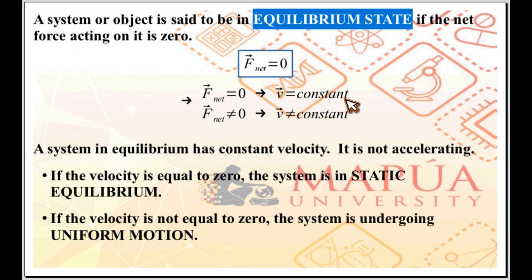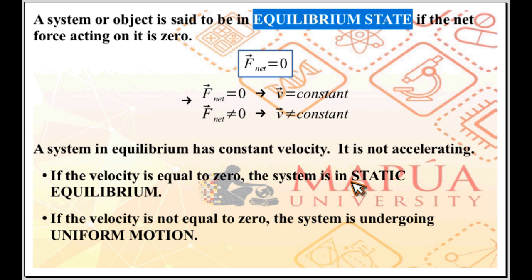If F net is equal to 0, that means acceleration is equal to 0. The velocity is constant. On the other hand, if F net is not equal to 0, the acceleration is not equal to 0. The velocity is not constant. The velocity is changing, which means a system that is in equilibrium state is characterized by constant velocity. It is not accelerating.